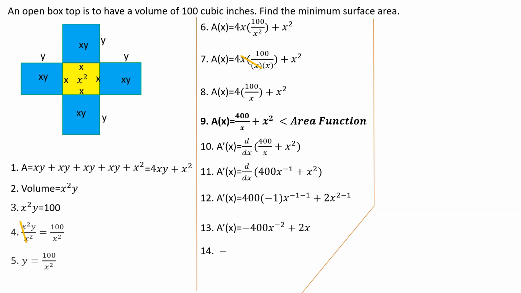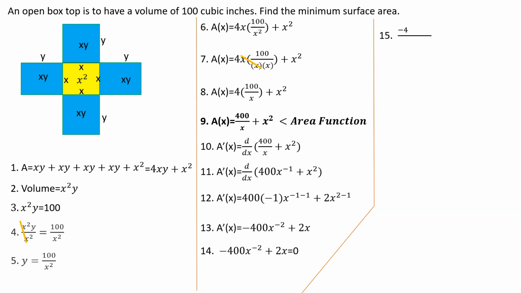So in other words, I'm going to take that expression negative 400x to the negative second plus 2x and set it equal to 0 to find the value where that derivative function crosses the x-axis basically, because at that value, that also corresponds to the minimum value of the area on the graph of 400 over x plus x squared at step 9.